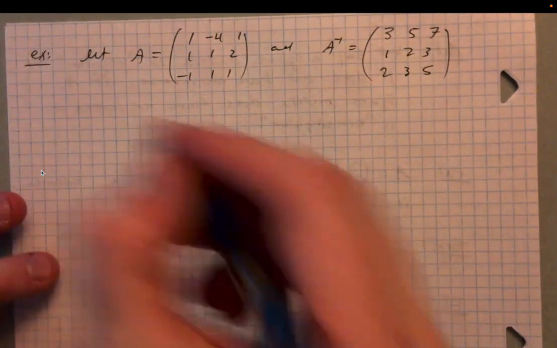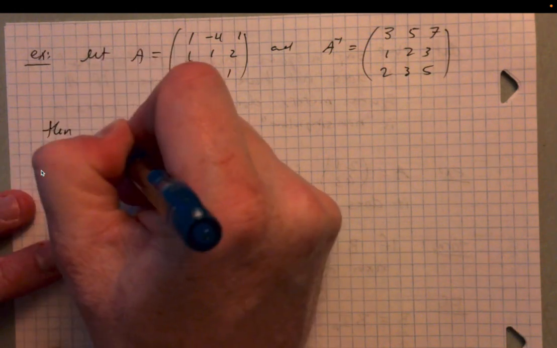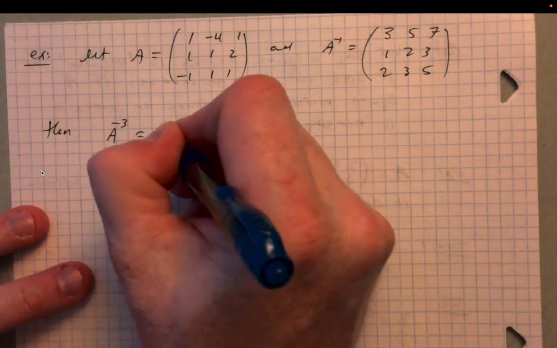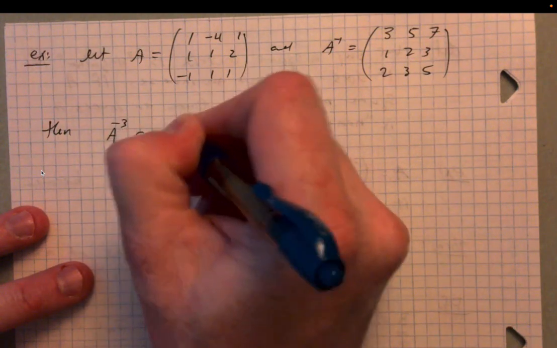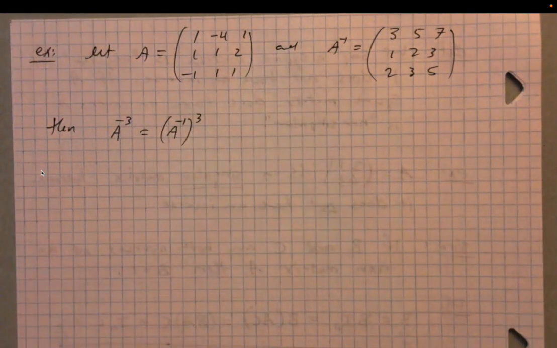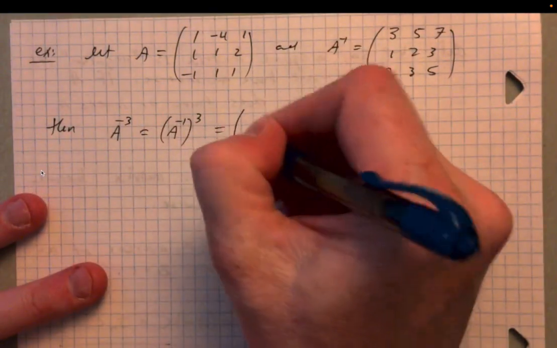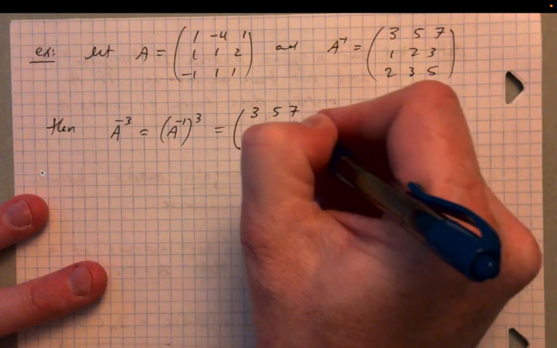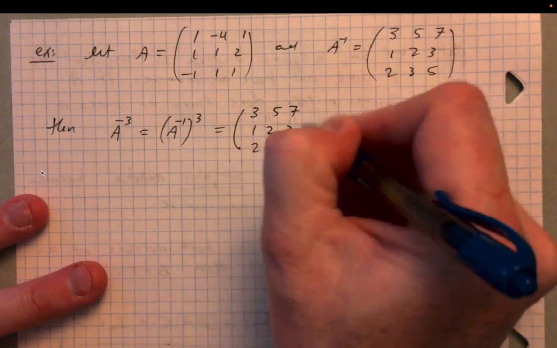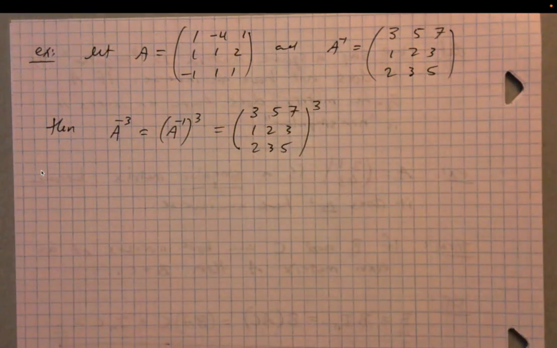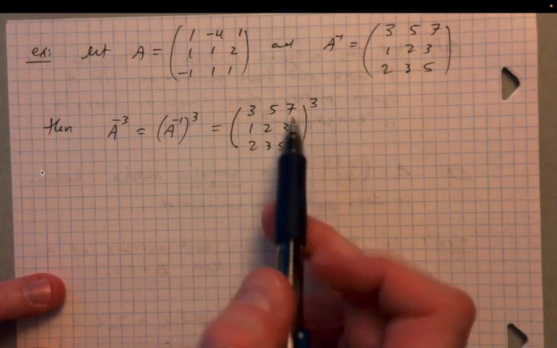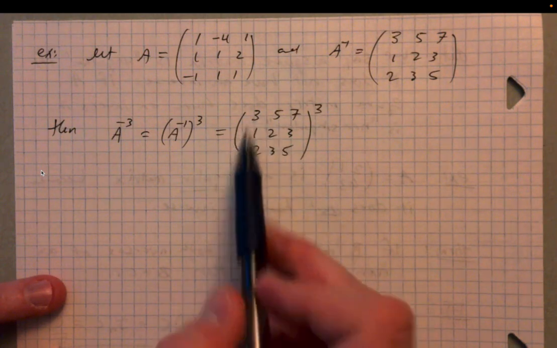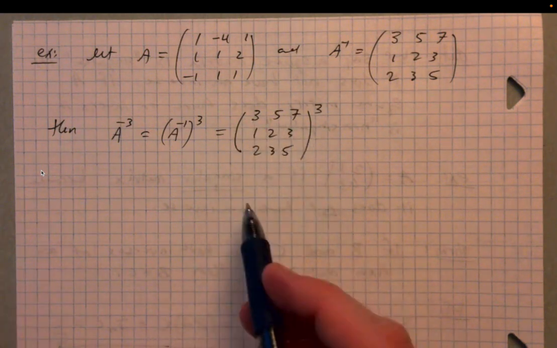Okay. So if I'm interested in A to the negative third power, then I know that this is basically A inverse cubed, right? And so another way to think about that is it's the inverse here, 3, 5, 7, 1, 2, 3, 2, 3, 5, cubed, right? This is a notation we haven't used yet, but technically this indicates that I'm going to multiply the matrix by itself 3 times, right?